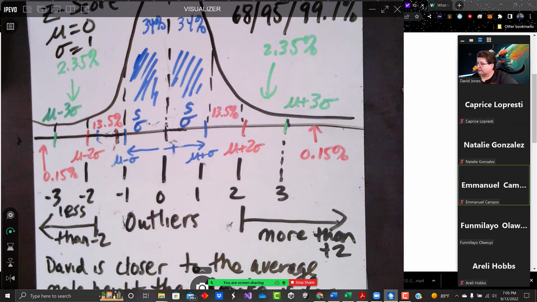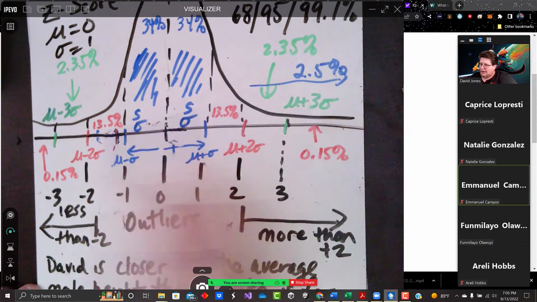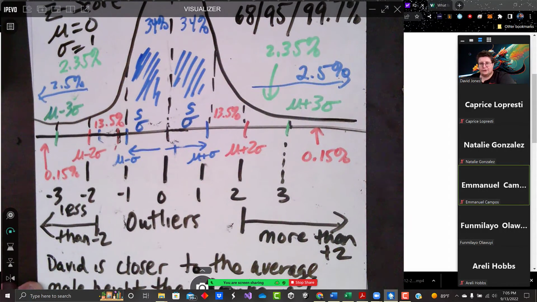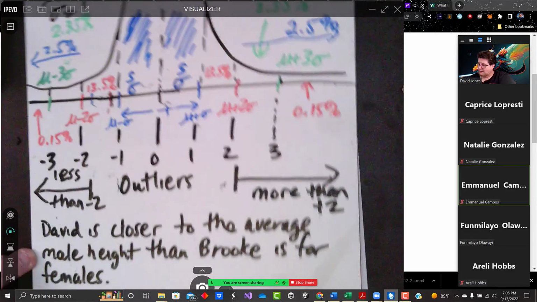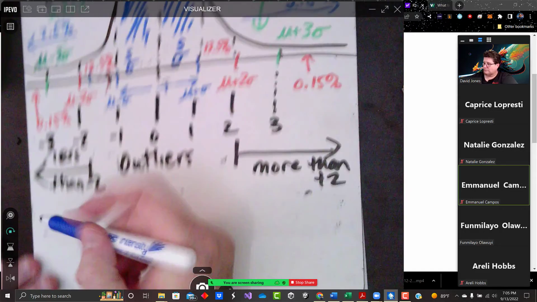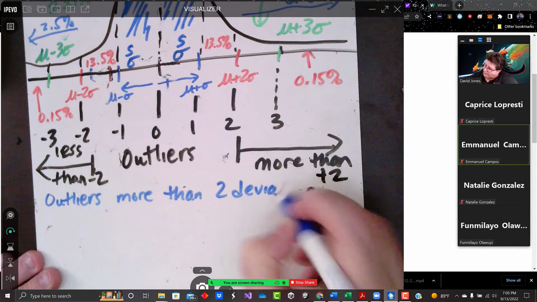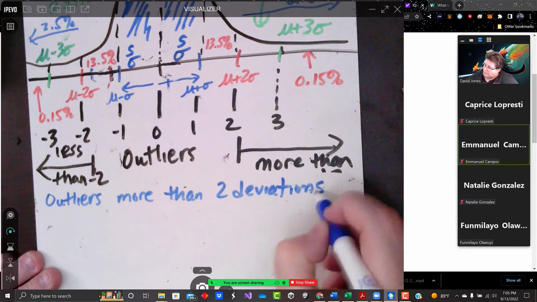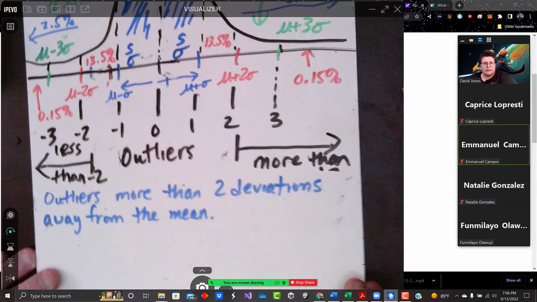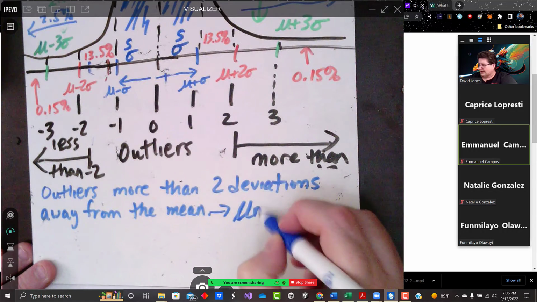These two categories right here, 2.35 plus 0.15, makes 2.5% here. And we have the same thing going on over here on the left. 2.5% is past negative 2. And adding those together gets us 5. So outliers are more than 2 deviations away from the mean. And we consider this unusual. Outliers are unusual.